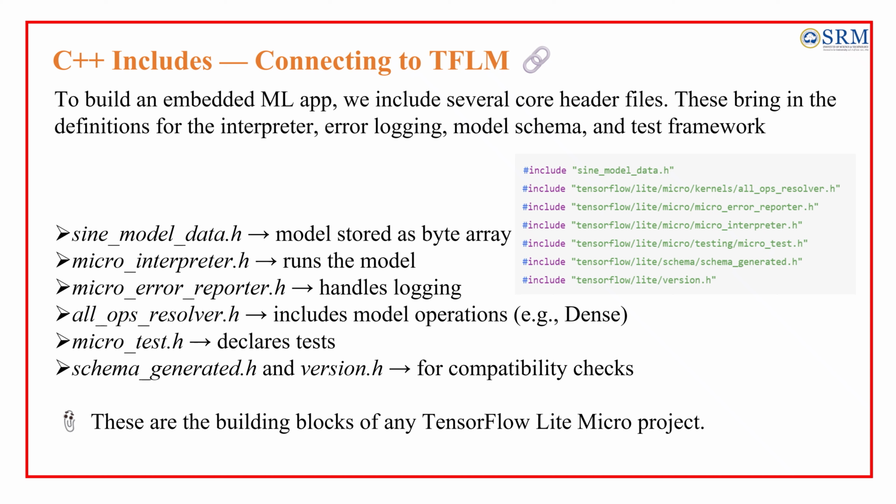Let me walk through these header files one by one. sine_model_data.h contains our trained sine model as a byte array. Next is micro_interpreter.h, the engine that runs the model. micro_error_reporter.h handles logging messages. all_ops_resolver.h ensures that operators like dense and ReLU are available. micro_test.h writes simple unit tests. schema_generated.h and version.h ensure compatibility with the model format.